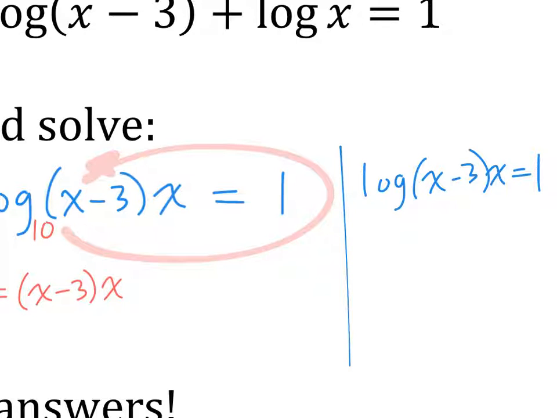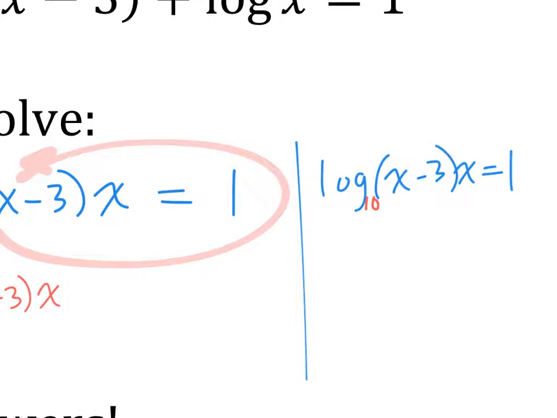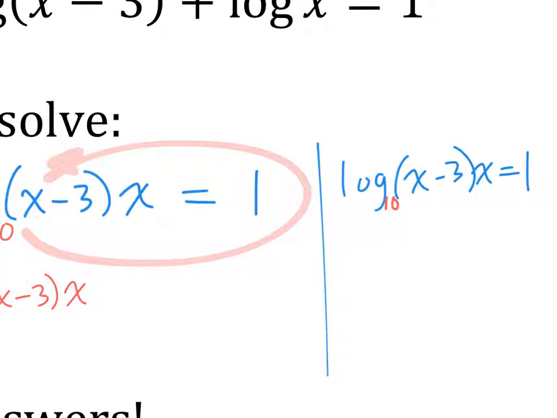Okay, again, the base is 10. So what we're going to do is recall that one of the log rules says if you have an exponent that has the same base as the log, it cancels. So this is a log base 10.